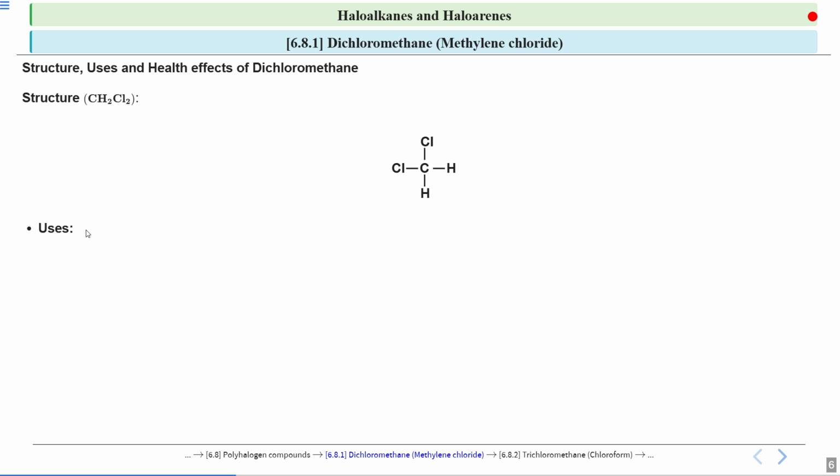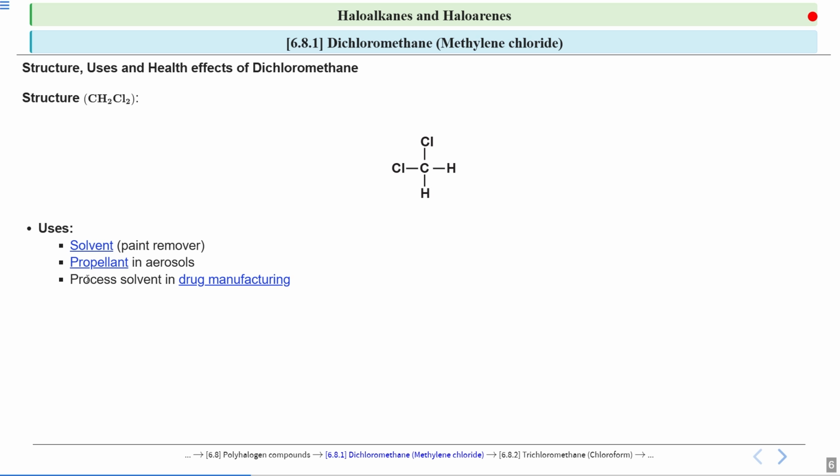Now, if you talk about its uses, we use it as a solvent in paint remover. In the process of paint removal, we use dichloromethane as a solvent. We also use it as a propellant in aerosols. What is a propellant? A propellant is a fuel that causes something to move forward. And aerosols are small particles that are suspended in our atmosphere. So we use dichloromethane as a propellant, as a fuel, in aerosols.